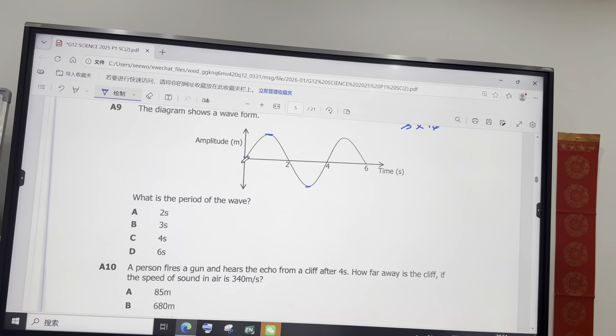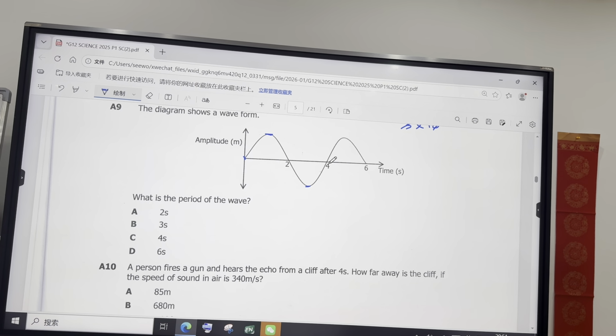So how many waves do we have here? This is half. From there to there is half a vibration. There, complete vibration. So 1.5. We just have 1.5 vibrations here. In other words, we just have 1.5 waves.